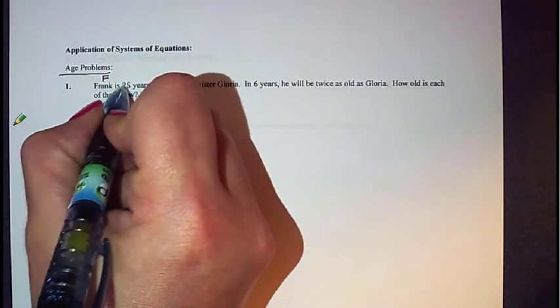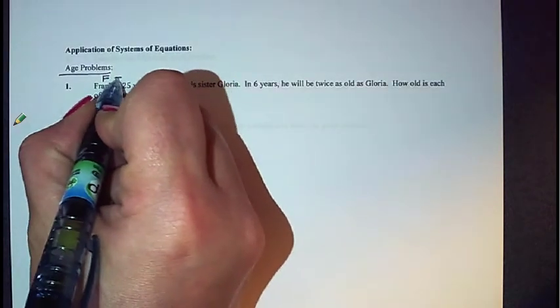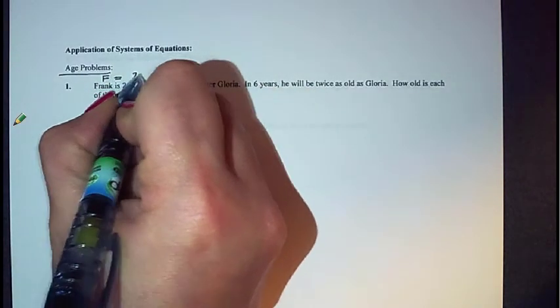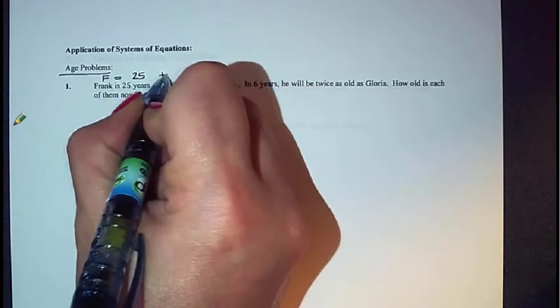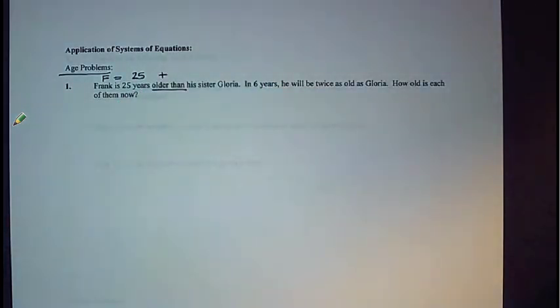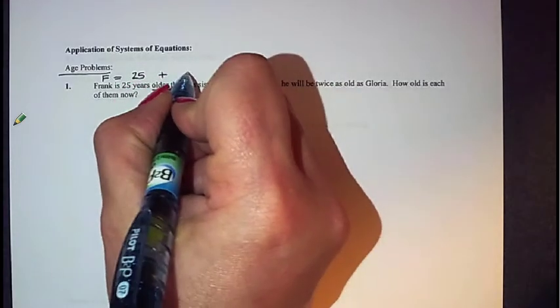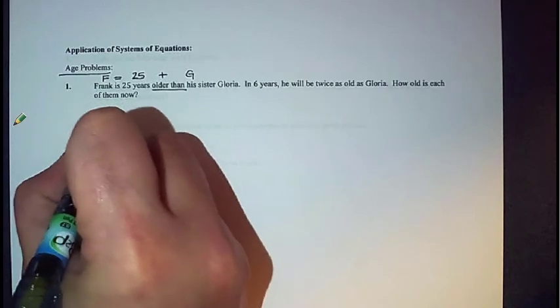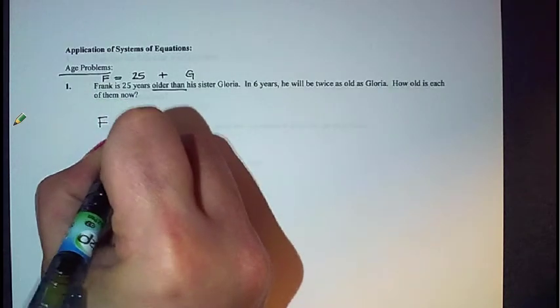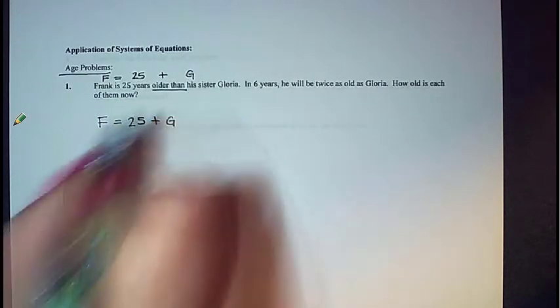If you'll remember, "is" means equal to, and then we've got 25, and he's older than. Older than is an addition. Think about if you have a brother or sister and you're 5 years older than them, you add 5 years to their age and you get your years. So older than is always going to be plus. And then his sister Gloria. So our first equation is going to be F is equal to 25 plus G.